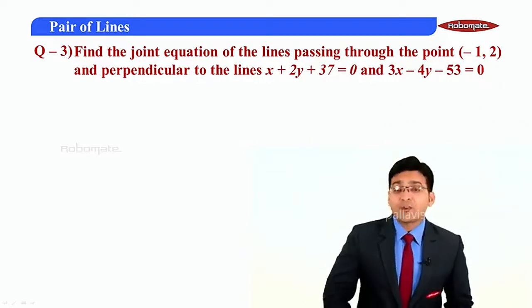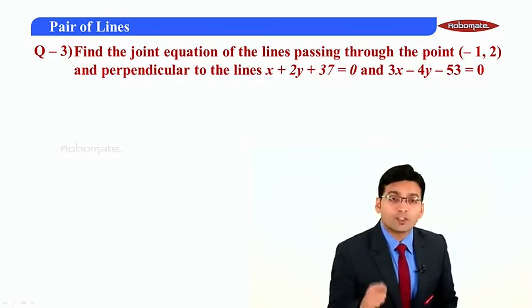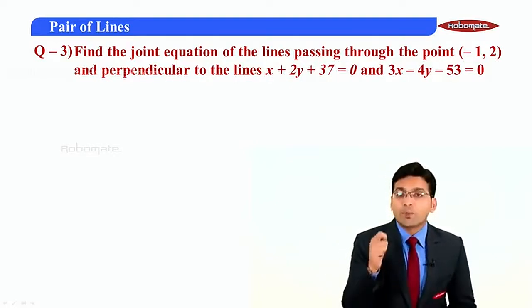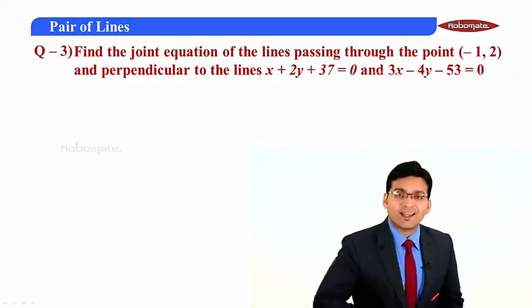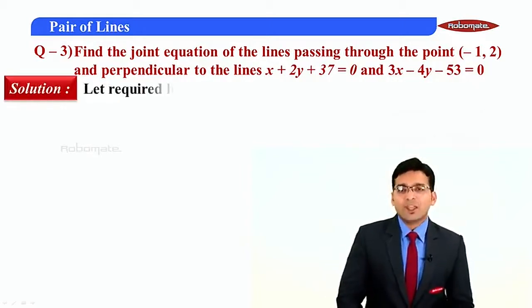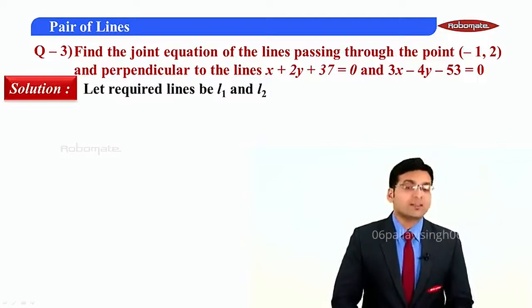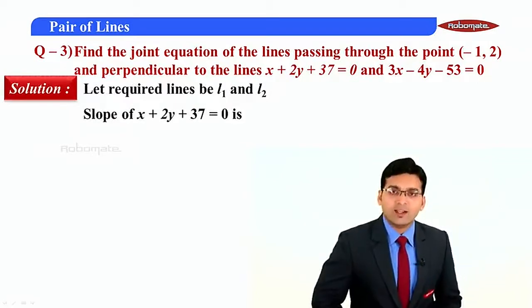So students, here we need the joint equation of lines passing through a given point. One is perpendicular to the first line and the other is perpendicular to the second line. Okay, let us proceed. Here in the solution we say let the required lines be L1 and L2.